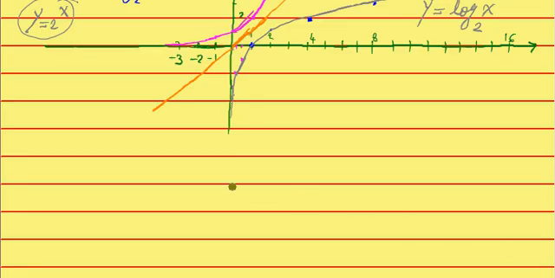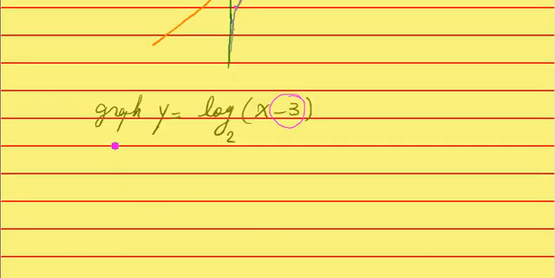Some of the questions in this section bring in issues you have learned from the section on shifting and scaling and such. So here's a question: graph y is equal to logarithm of x minus 3 in base 2. What we want to know is what's the influence of this minus 3 on the picture. So how do we go about the discussion here?